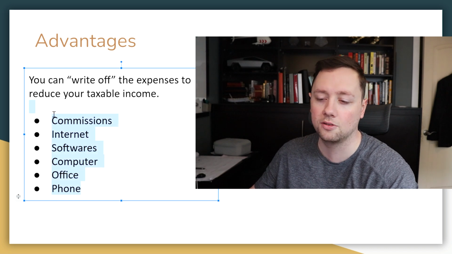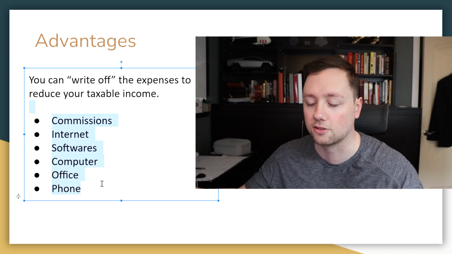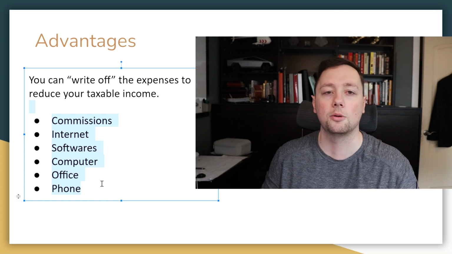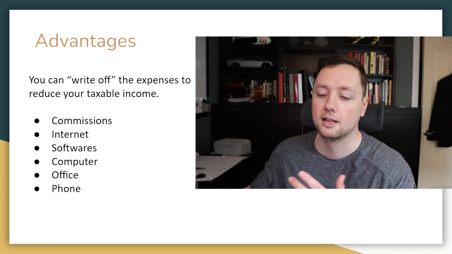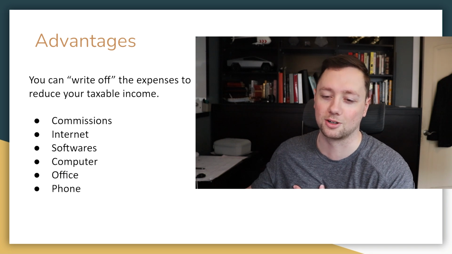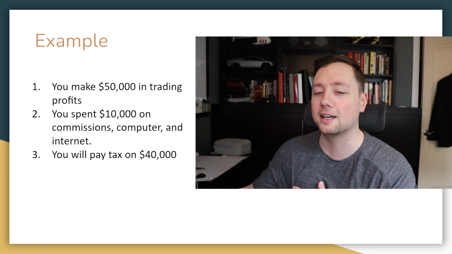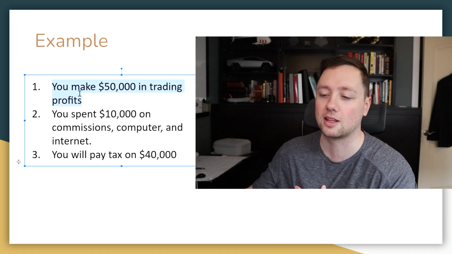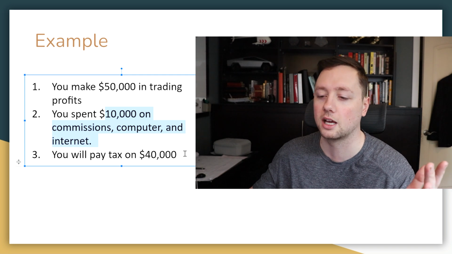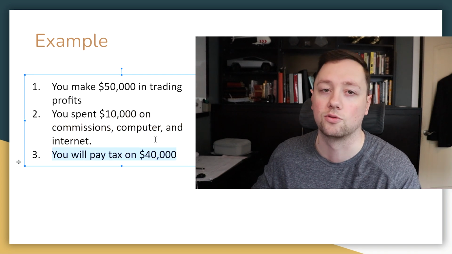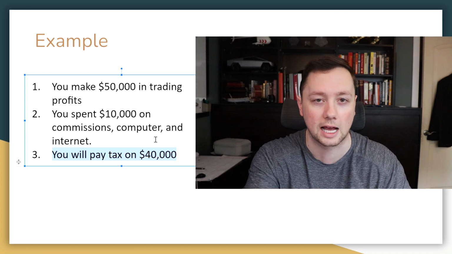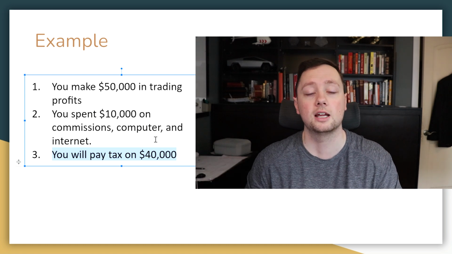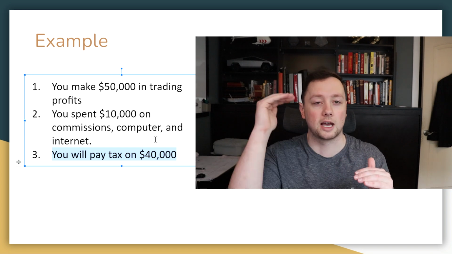And basically, all of these expenses here would be good verifiable expenses. Anything that will help you sell more or make more money is usually considered an expense. Definitely check with a professional though if you're starting to write off some sketchy stuff. But here's a quick example. Let's say you make $50,000 trading, you spend $10,000 on your commissions, your computer and your internet, you'll have to pay income tax on $40,000. And that is basically the same type of tax that you would pay if you earned a salary or if you earned an hourly rate. You're basically paying your normal salary tax.